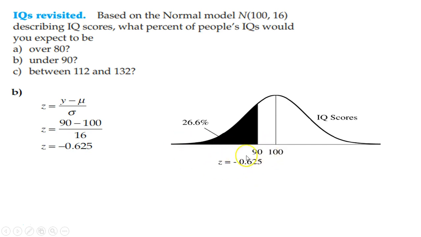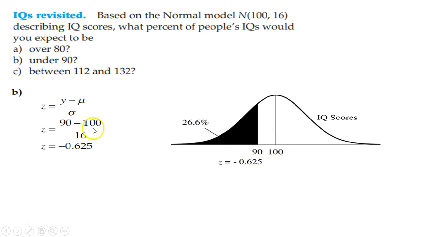Under 90, again, you draw the picture like we're used to, and it's just a rough sketch. This isn't anything fancy, right? I know the mean. That makes 90 here. I want anything under that so I can visualize it. So I could do normal CDF, maybe negative 1,000, because there isn't an infinity, up to 90, comma, the mean's 100, comma, standard deviation, and I'll get 26.6%.